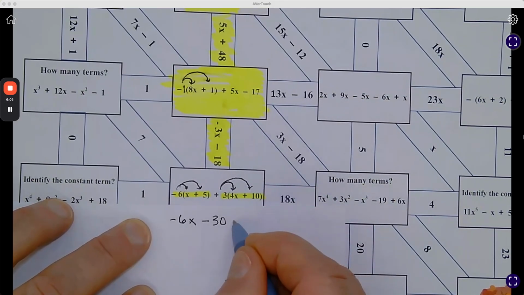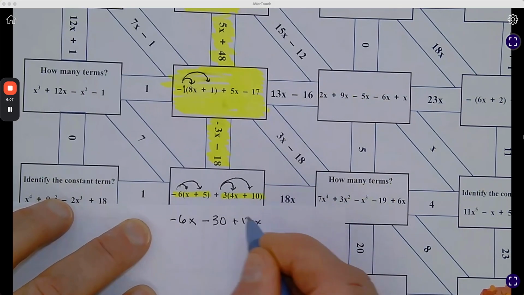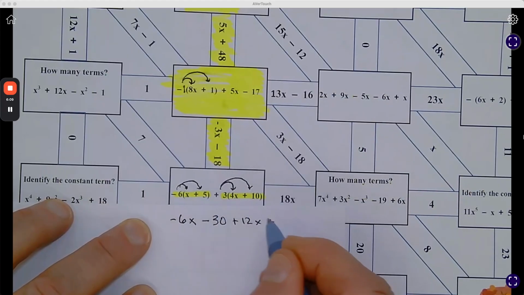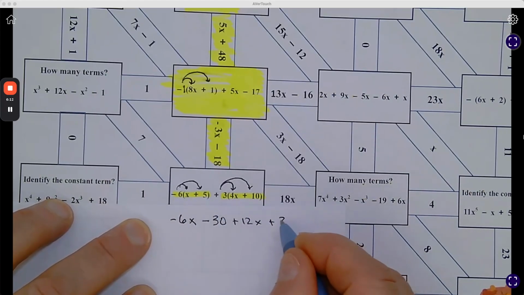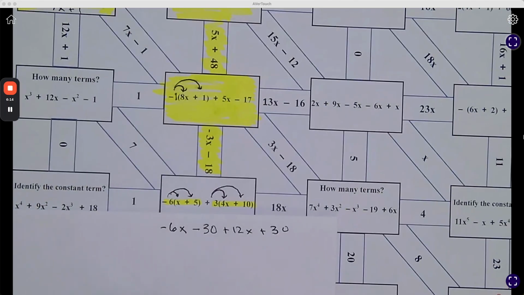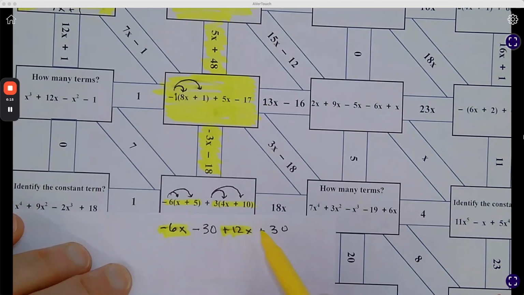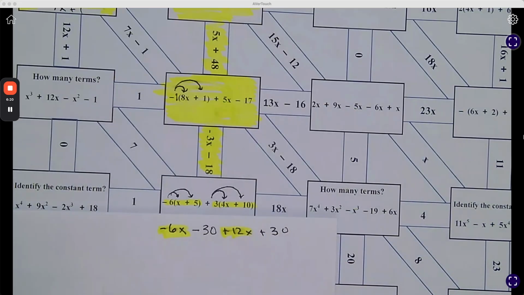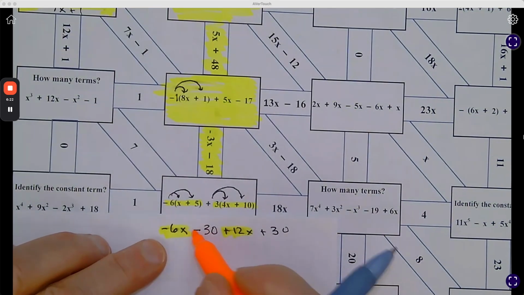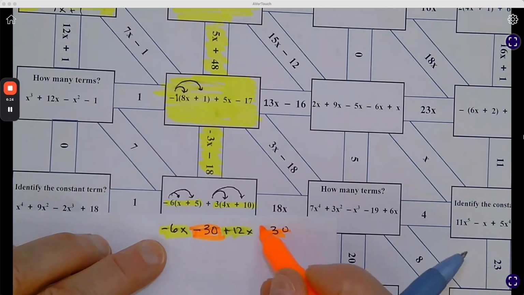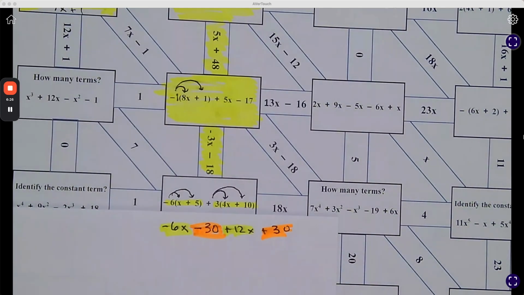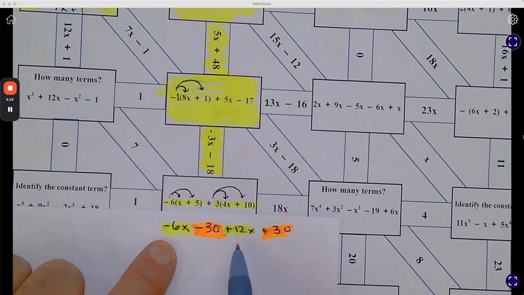3 times 4 is a positive 12. And plus plus is a plus. 3 times 10 is 30. Okay, let's combine our like terms. This is like this, and this is like this.